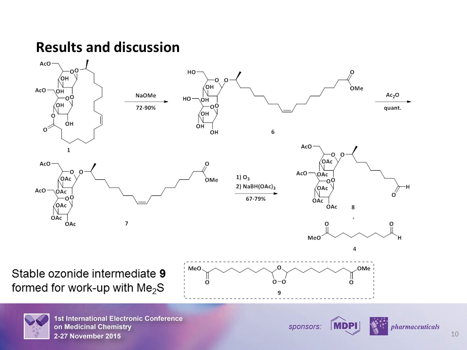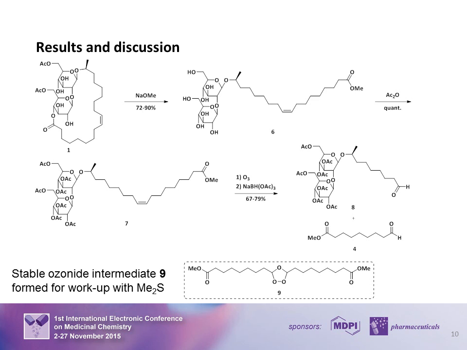At first, workup of the ozonolysis reaction was performed with dimethyl sulfide. In this case, the 9-oxononanoic acid methyl ester side product could not be detected. Instead, analysis indicated the presence of a stable ozonide intermediate. Since we were striving to develop a green synthetic pathway, we considered it interesting to be able to also isolate this 9-oxononanoic acid methyl ester as a valuable side product.